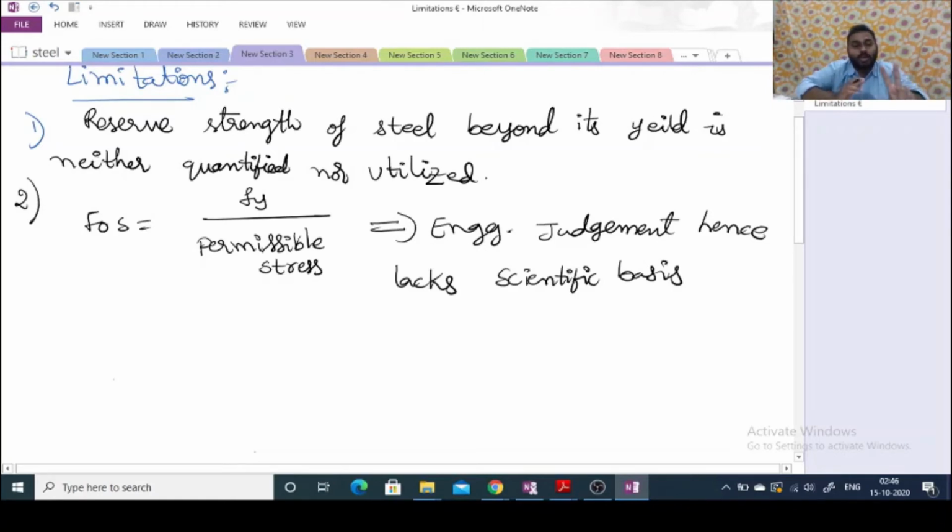So far we have seen two drawbacks. One is non-utilization of reserve strength. Because of the non-utilization of reserve strength, serviceability criteria is only considered rather than strength or stability. That is one drawback. The other drawback is because of the usage of working stress in the working stress method, which results in weaker design, which ultimately leads to uneconomical design.